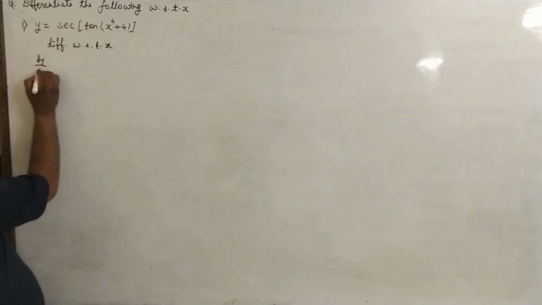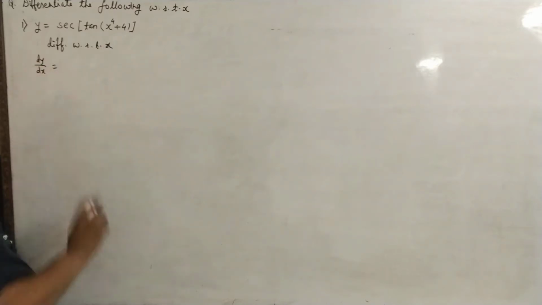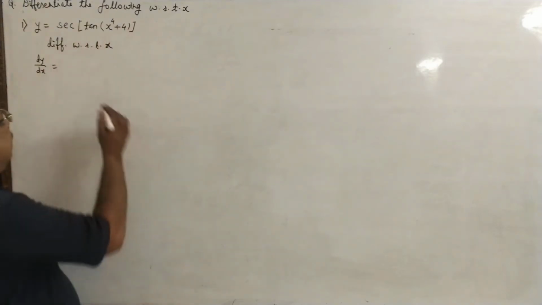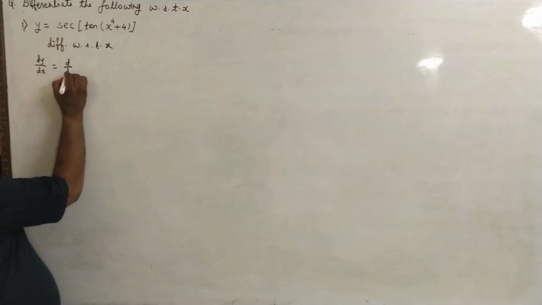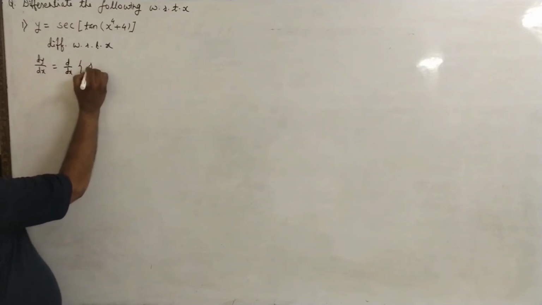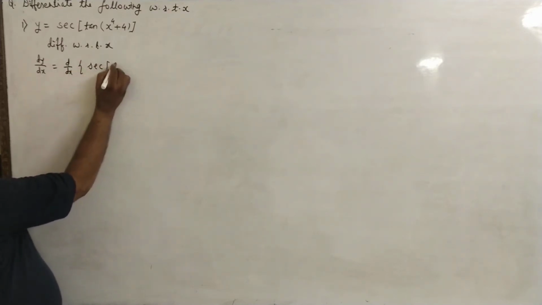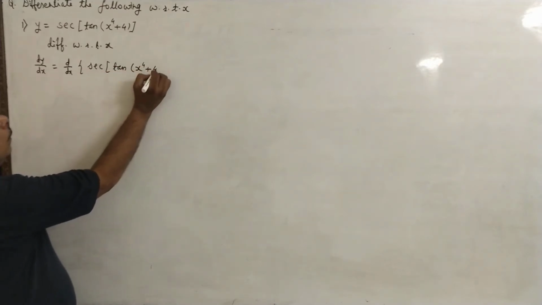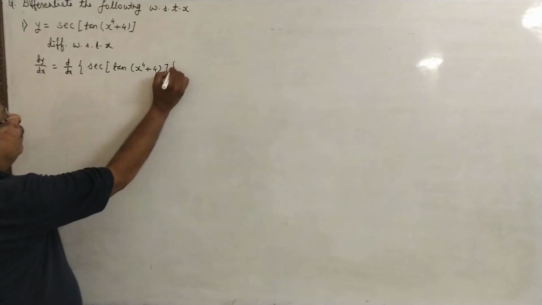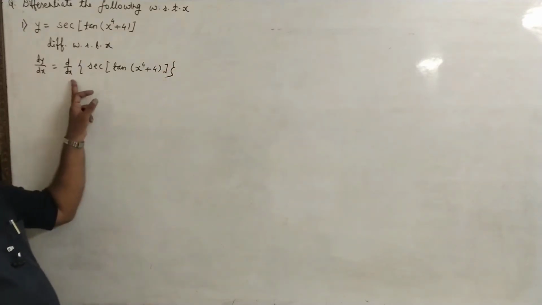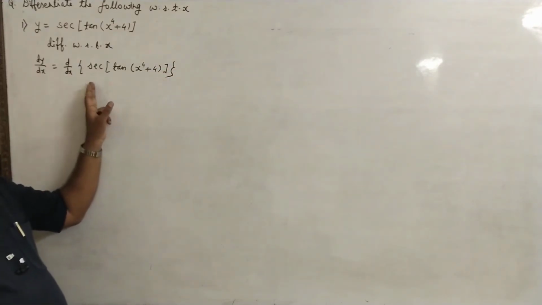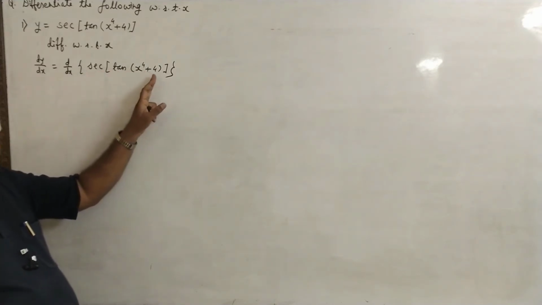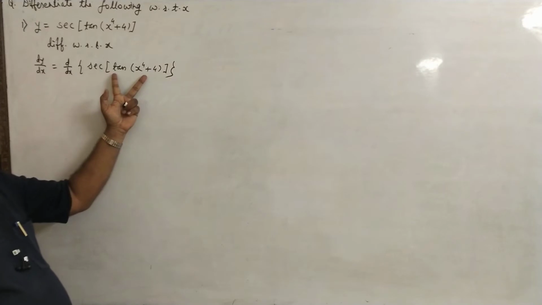Derivative of y with respect to x is dy by dx. Take the derivative of right side. Therefore, dy by dx of sec of tan of x raised to 4 plus 4. Dy by dx is there, it means we have to take the derivative of this function, sec of tan of x raised to 4 plus 4. Sec fx.